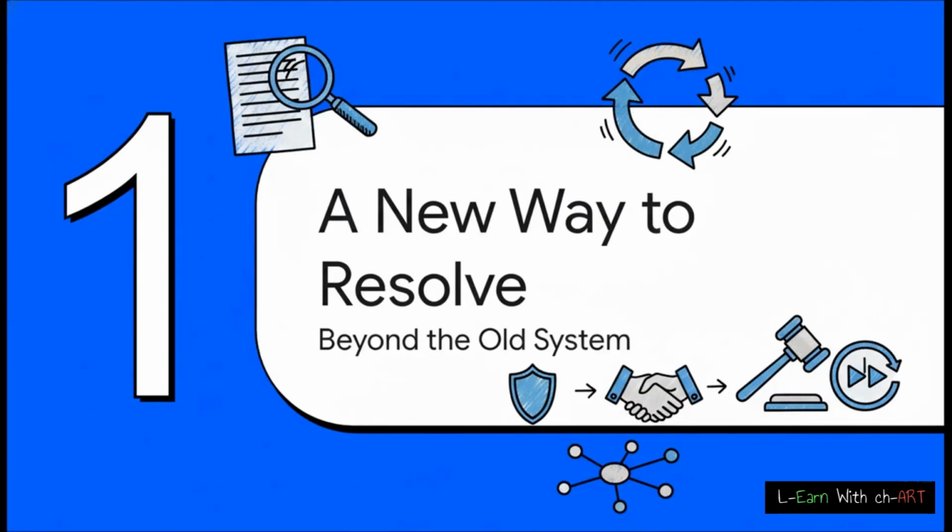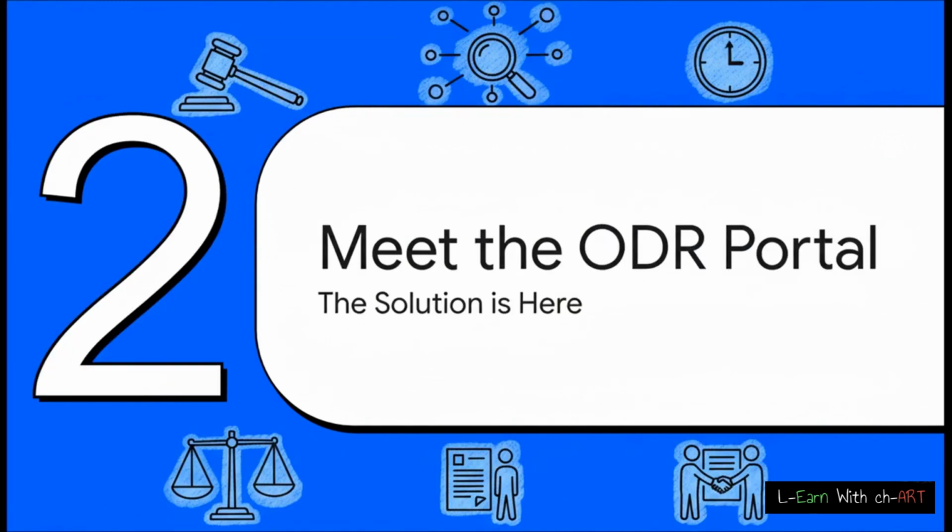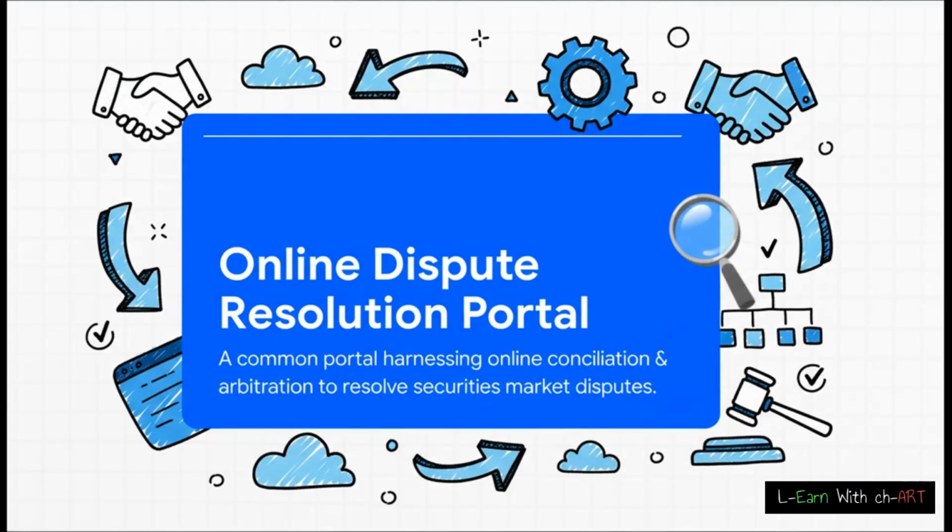Let's jump in. To really get why this is such a big deal, you have to remember the old system. It was often a confusing patchwork of different processes, depending on who your complaint was against. SEBI's big idea was to sweep all that away and build one single unified system for everyone. And that solution, the hero of our story today, is SEBI's Common Online Dispute Resolution Portal, or, as we'll call it, the ODR portal. So, what is this thing really? The easiest way to think about it is like a single front door for any dispute. It's a one-stop shop, completely online, that uses two very effective tools to get things resolved: conciliation and arbitration.